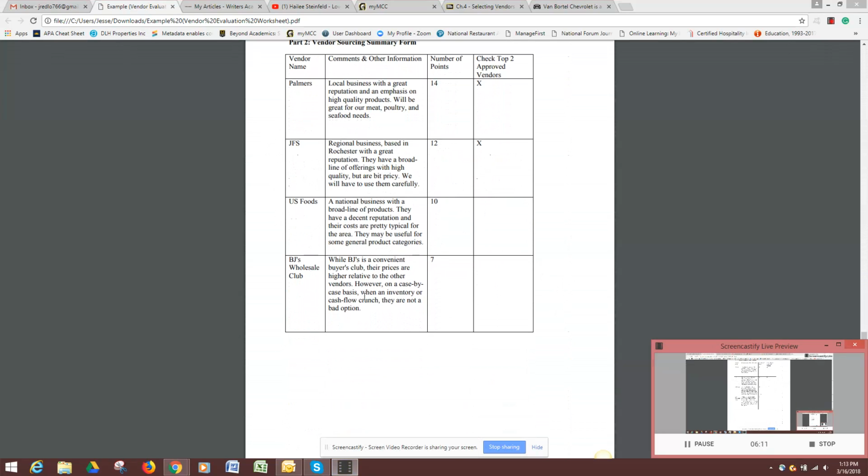And then lastly, BJ's Wholesale Club. BJ's number 1 advantage is they're convenient. You drive right over, you pick up what you need, you go back to your restaurant. There's also no minimum order number, which is a general advantage with a buyer's club. However, their prices, especially per unit, are going to be higher relative to the other vendors. But if you're ever in a situation where you're in an inventory crunch or you have a cash flow problem, they're not a bad option. So I would say to use them periodically.